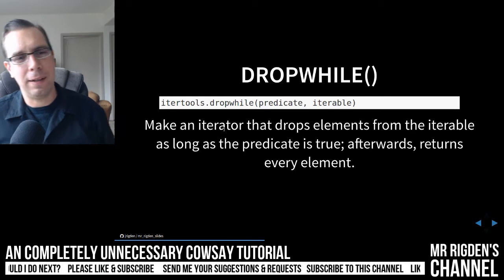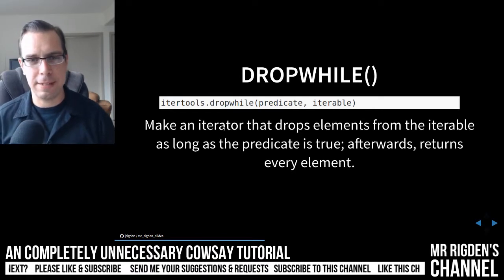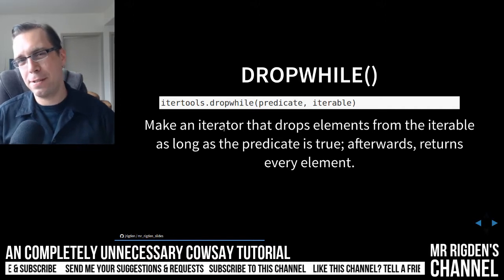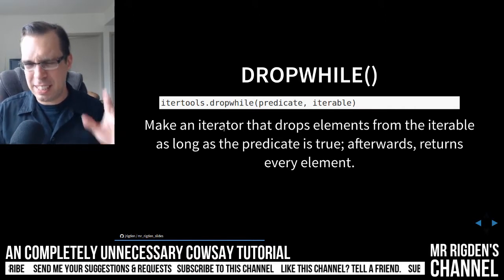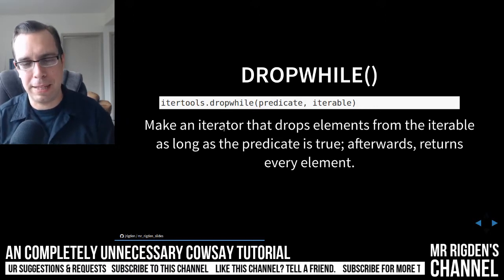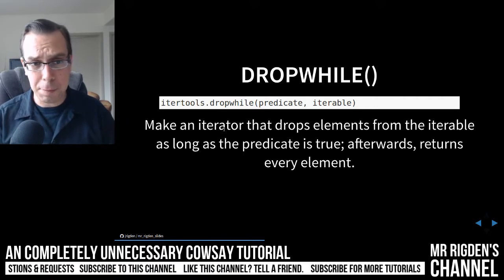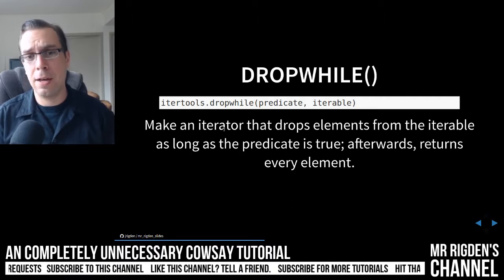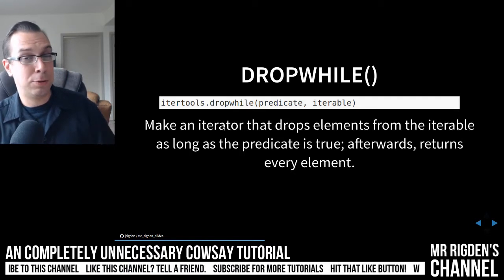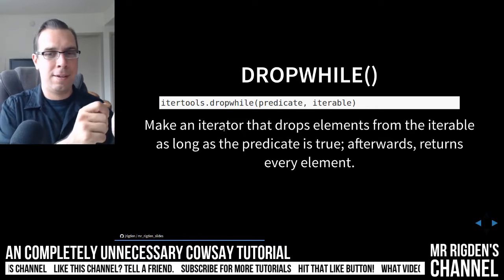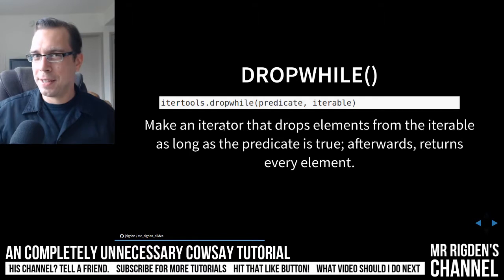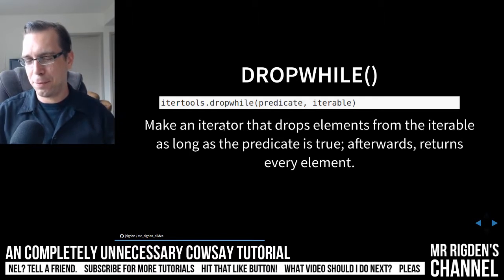Dropwhile. This is getting into one of the somewhat more confusing ones, but if you mess with it a little bit, you start to understand what's going on. Hopefully this code will make it easy. You make an iterator that drops elements from the iterable as long as the predicate is true. Afterwards, it returns every element. Okay, it's confusing. We'll go through it.